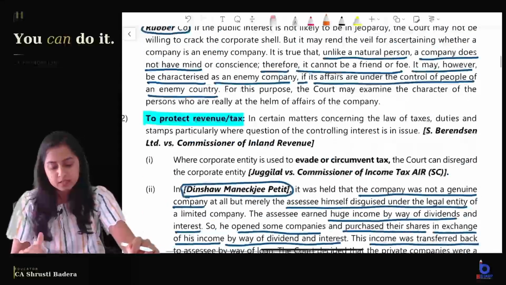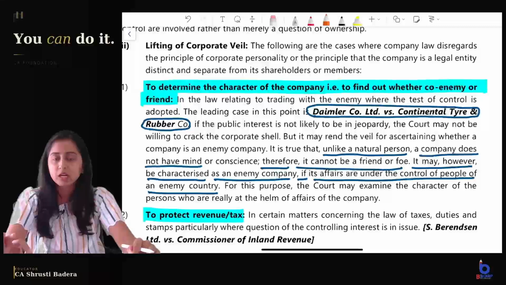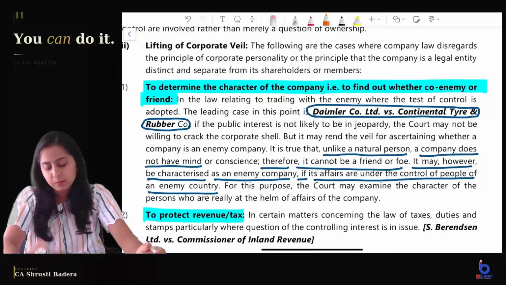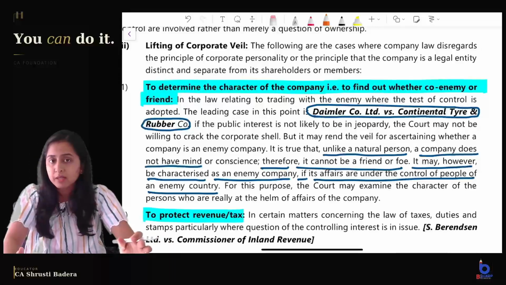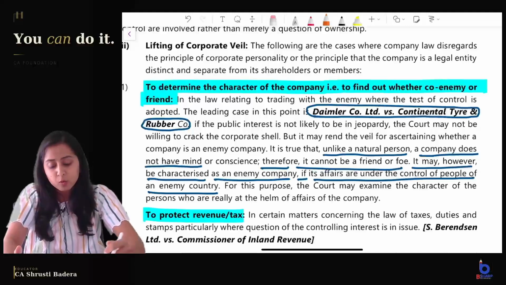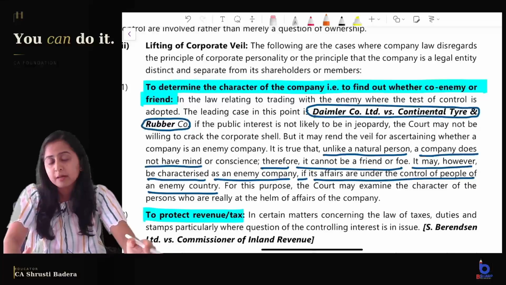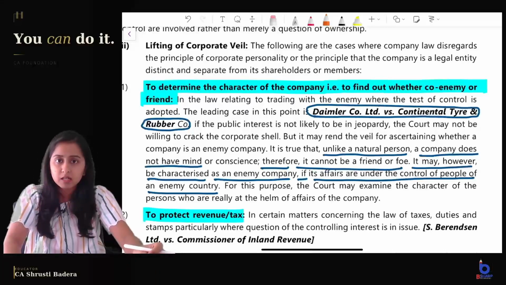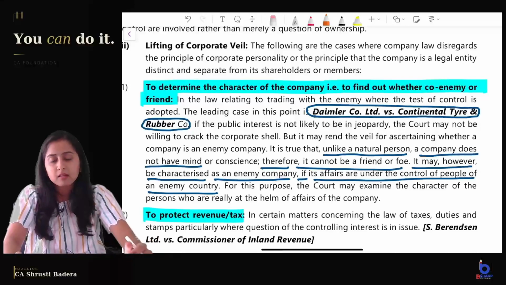We have discussed this: determine the character of the company. Now the company cannot be directly termed a friend or an enemy, right? Unlike a natural person, a company does not have any mind, so it cannot be directly termed a friend or an enemy, but we can look into who is actually controlling the affairs of the company. And if the people controlling the affairs of the company belong to an enemy country, then we will term this company, even though it is incorporated in our country, as controlled by people belonging to an enemy country. Then we will decide the character of the company as an enemy.